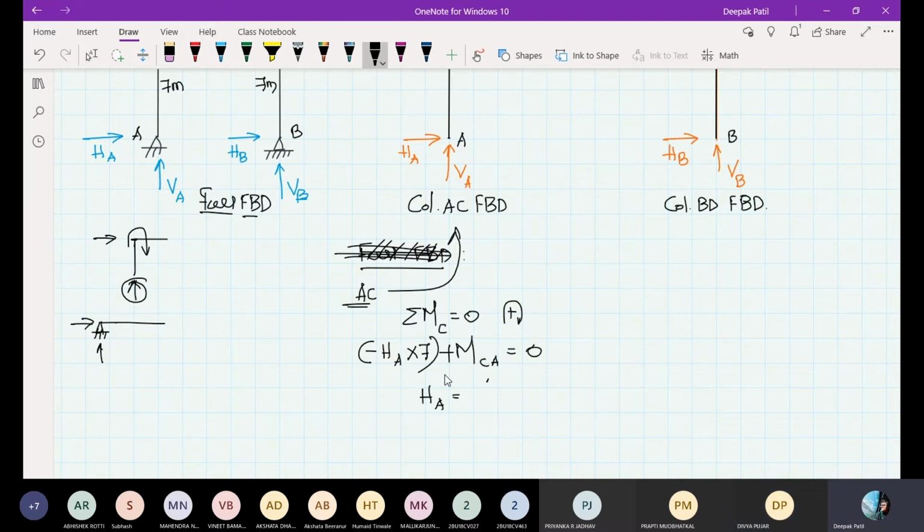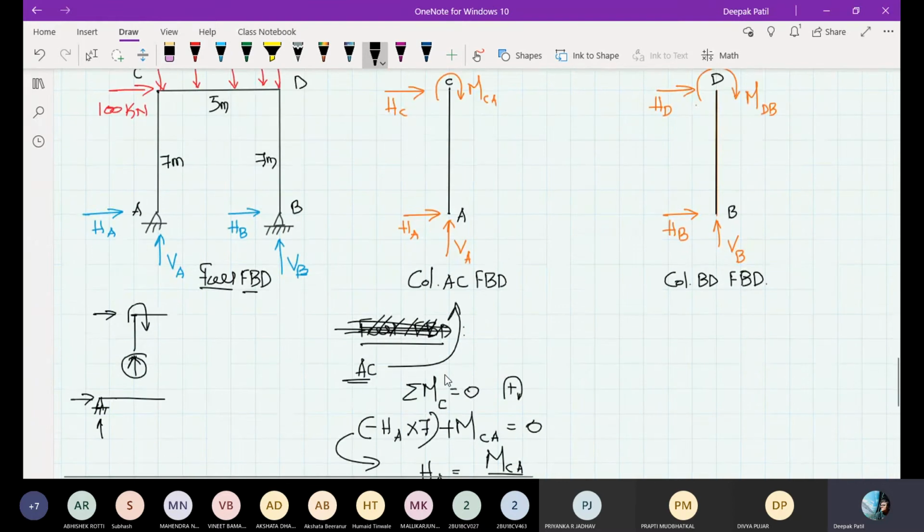Then from this, can I write like this? HA is equal to MCA divided by 7. Yes, sir. From this equation, I'm simply writing HA is equal to MCA divided by 7. Okay, that is done. Now similarly, I will apply this in column BD.